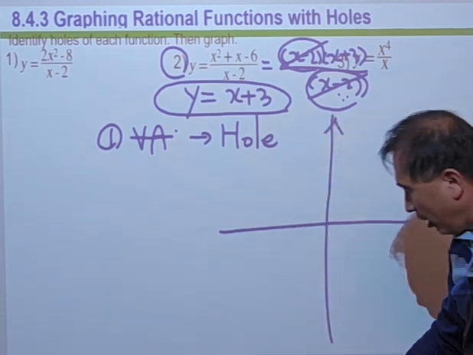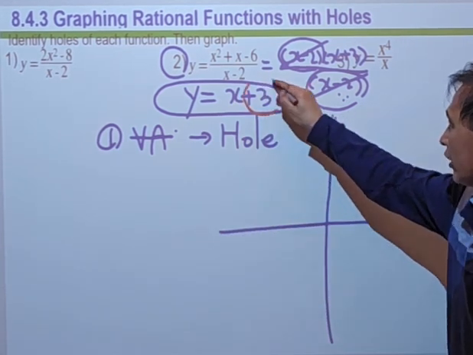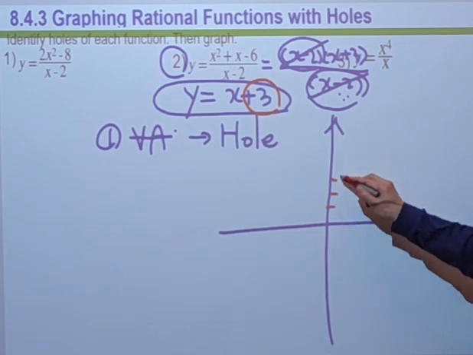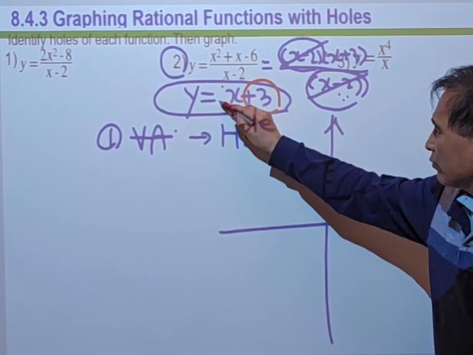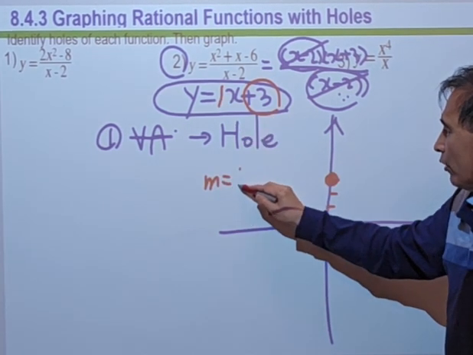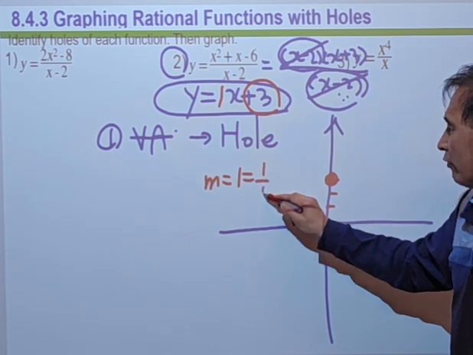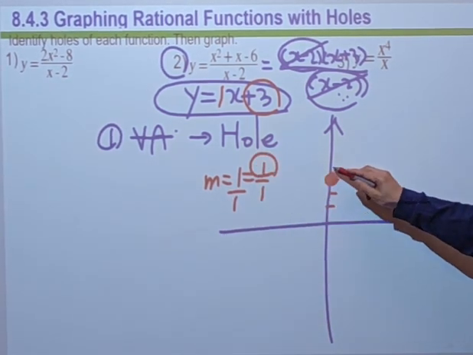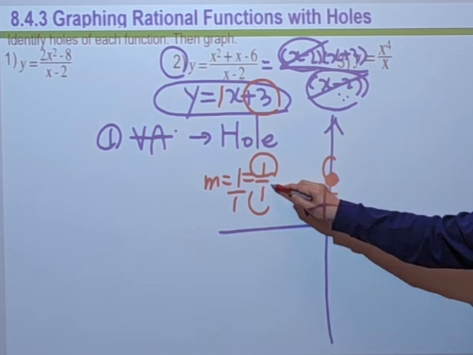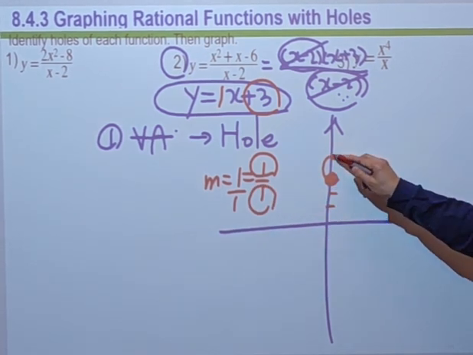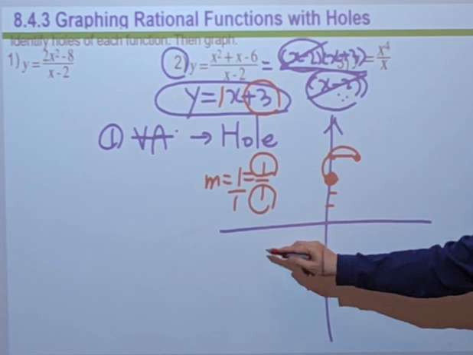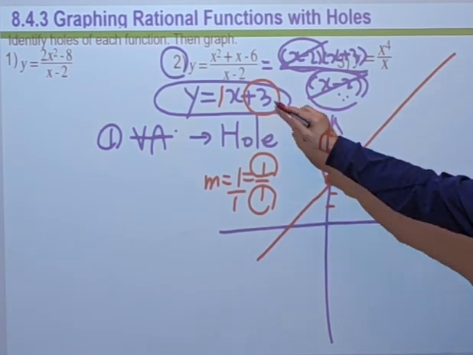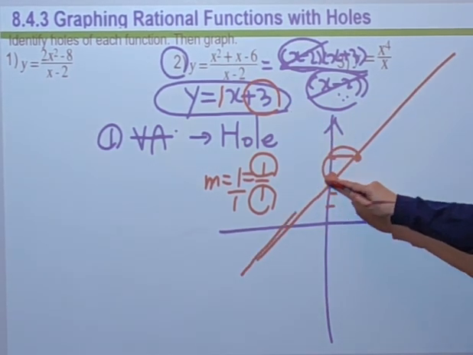So for a line you draw the y-intercept first, 3. So 1, 2, 3, right here. And then the slope is 1. That means 1 over 1, right? So y moves 1 up, and x moves 1 unit to the right, so 1 comma 1. So the graph is something like that. So this x plus 3 line is just like that, right?